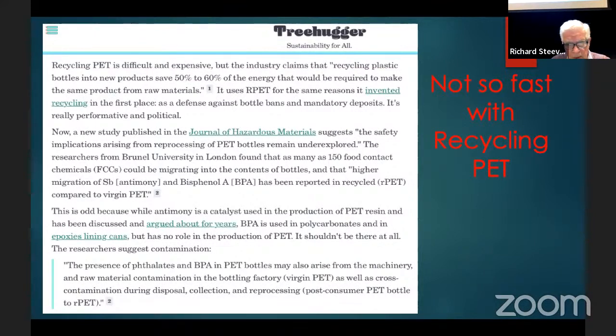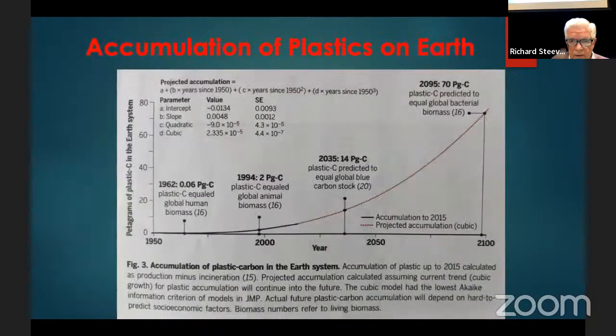But normally it's used in polycarbonates and epoxies lining cans, but it generally is not involved in the production of PET in the first place. So it shouldn't be there at all. So there are a lot of unanswered questions, but I guess what I'm saying is there might be better solutions than what we've described so far. And we should be aware of the problem that we've started.